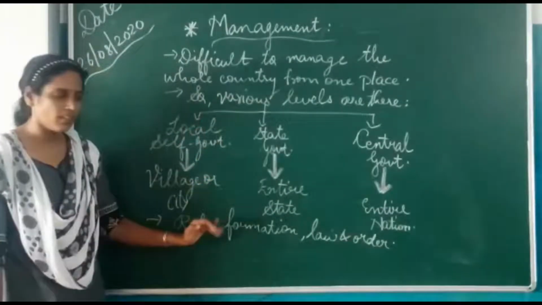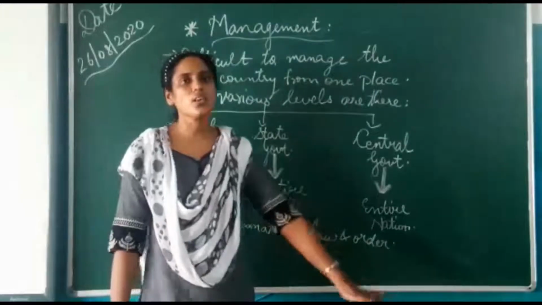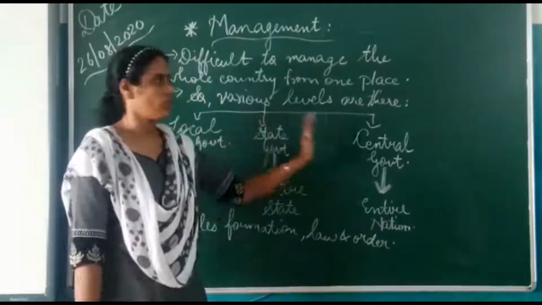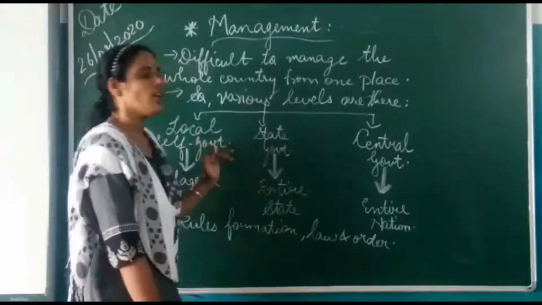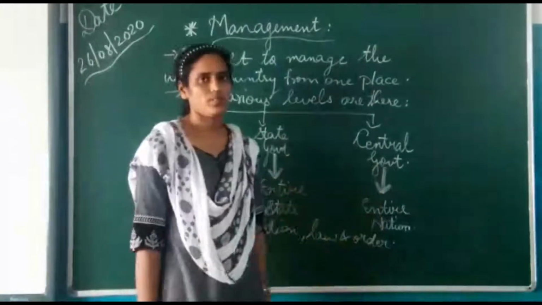Why is government necessary? To form rules and to maintain law and order in our country. So students, I hope you understood the three levels or the three stages of government. First is local self-government, state government and central government.